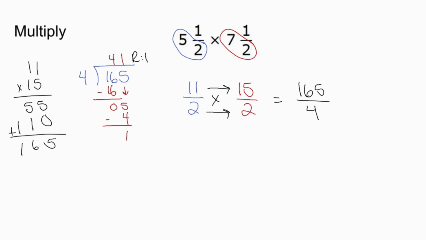So how do I turn this into a mixed number? Well, that red 41 is going to be the whole number that lives out in front. The remainder of 1 is going to be my numerator, and the old denominator of 4 is going to remain my denominator of 4, so I get 41 and 1/4. And that's my answer.